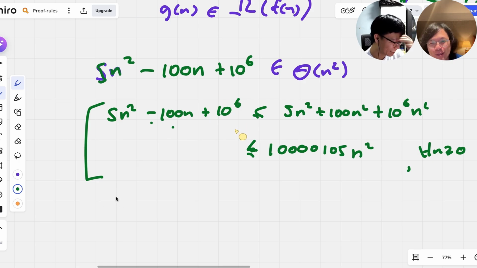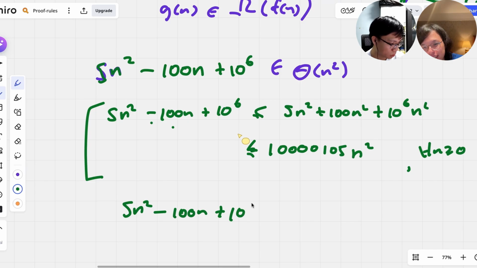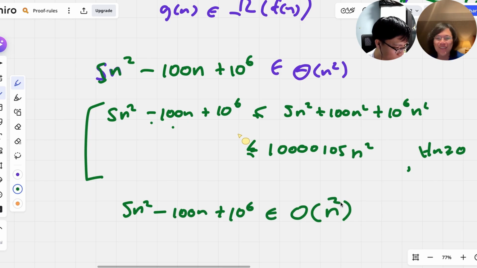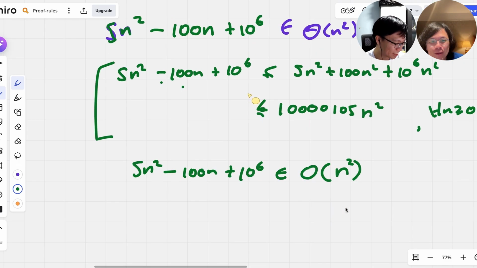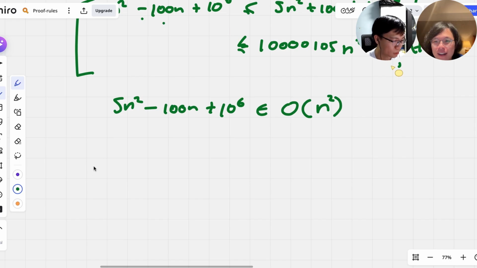So from there, we basically know that this function 5n squared minus 100n plus 10 to the power of 6 is in O of n squared. I almost concluded O of n and I lost it. Okay, so we have that. And then the other thing is to show that it's in omega. Okay, so let's go.